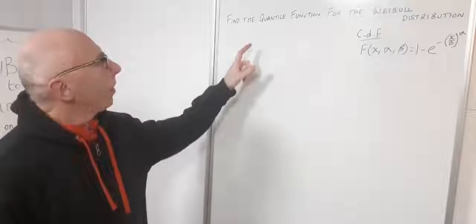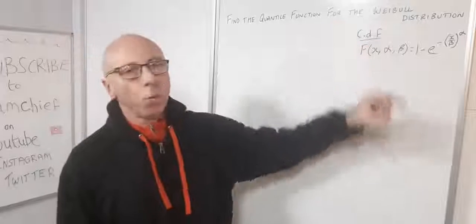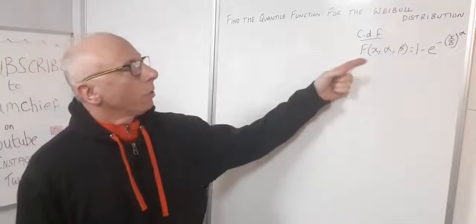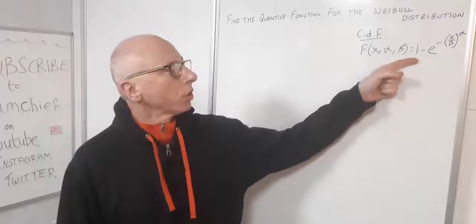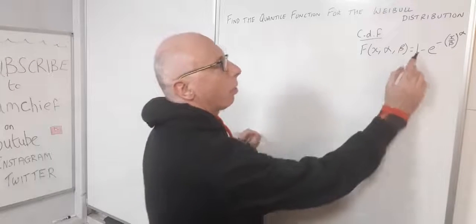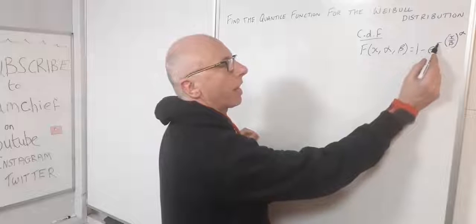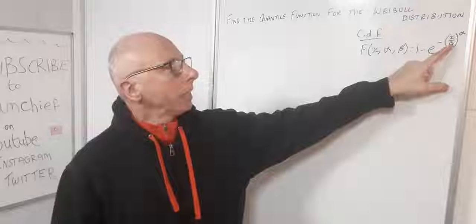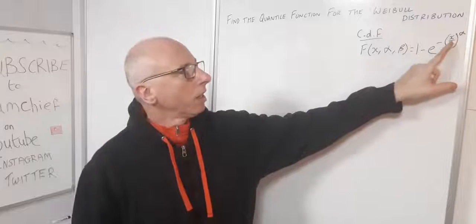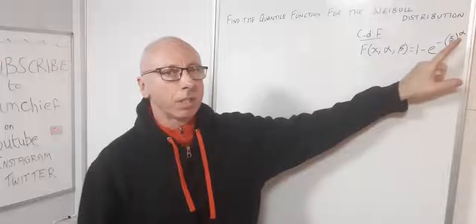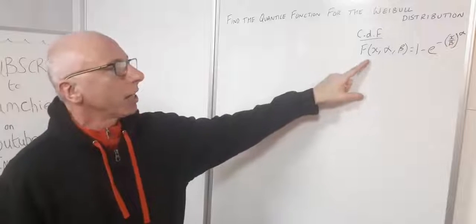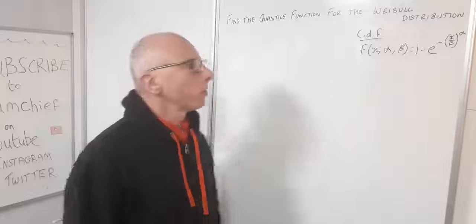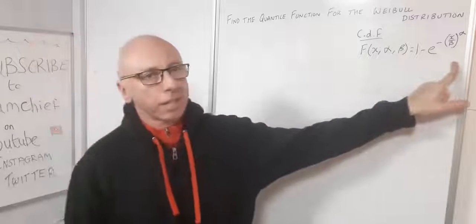So in this video we're going to find the quantile function for the Weibull distribution. Now in the previous video we found the cumulative distribution function to be this function here, 1 minus the exponential of the negative of x, which is the random variable, divided by beta to the power of alpha. And beta and alpha are parameters which are the shape and the scale factors for this cumulative distribution function. So that's what it's given us.